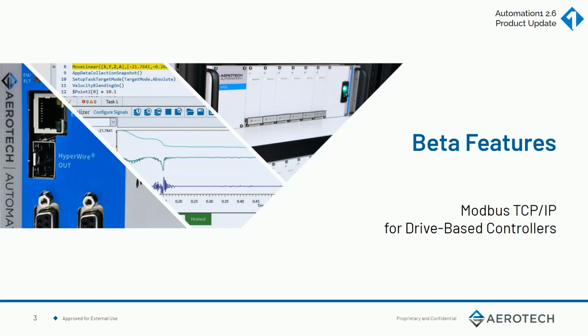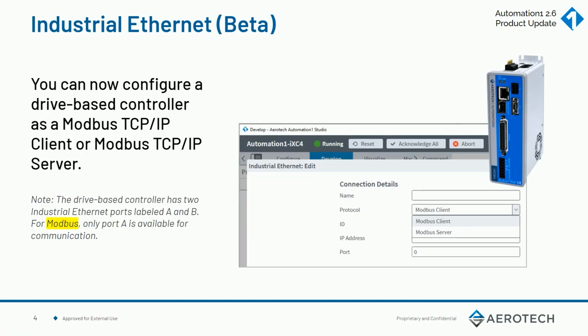We will first begin by going over the beta features, which specifically includes the Modbus TCP/IP for drive-based controllers. This feature is currently in the beta stages, but you can now configure a drive-based controller as a Modbus TCP/IP client or Modbus TCP/IP server. The drive-based controller has two industrial Ethernet ports labeled A and B. For Modbus, only port A is available for communication.